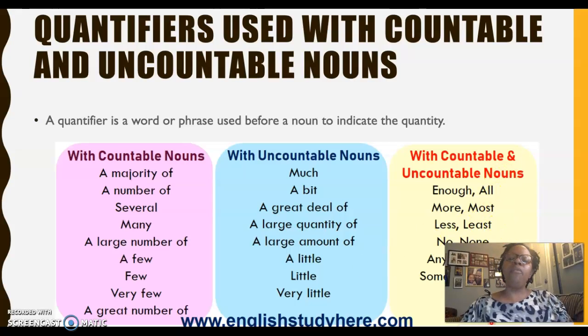And then here we have words that you can put in front of countable or uncountable. Enough, all. Like, I don't have enough pizza for dinner. I don't have any sugar to go with my tea. I have plenty of rice for our meal. Or I have lots of bananas. So any of these words can be used with countable or uncountable.